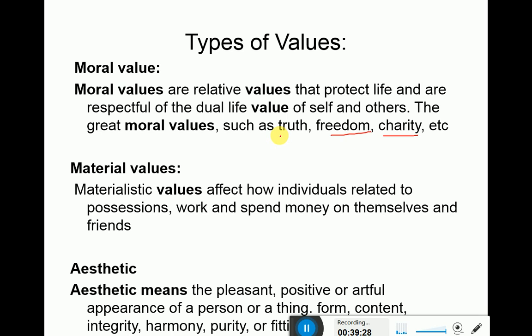the content, the integrity, the harmony, the purity or fittingness of the work. These are simply known as your aesthetic value. Aesthetic value means how well you do it. No, how accurately does your car ukama? How professionally does your car ukama?